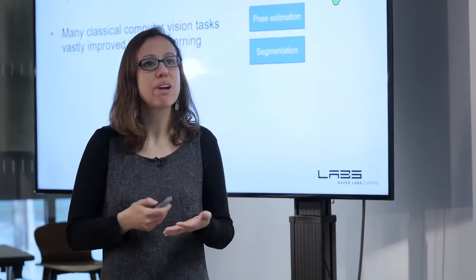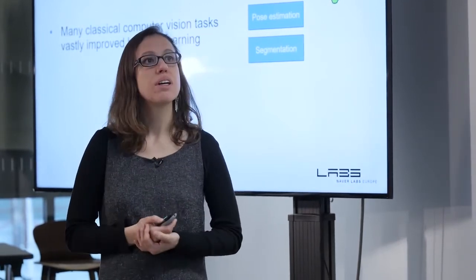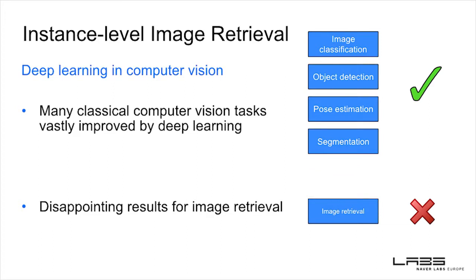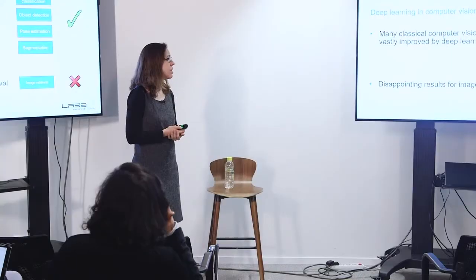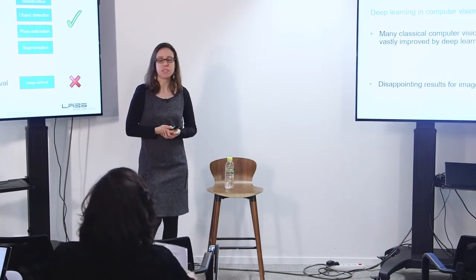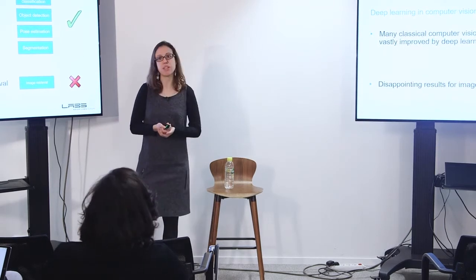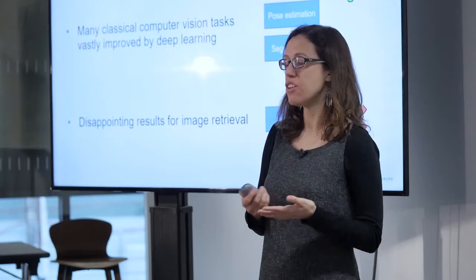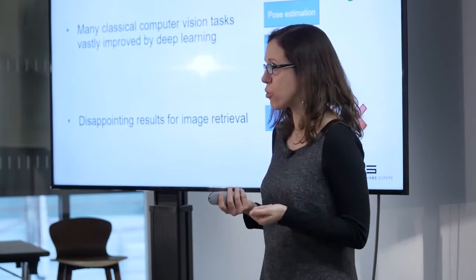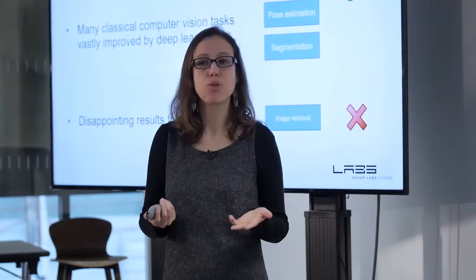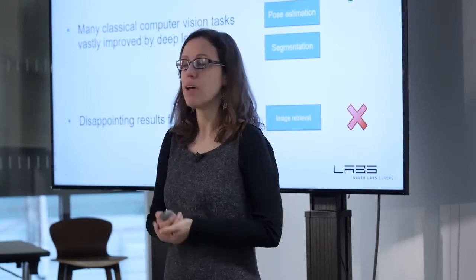Many tasks got greatly enhanced by using deep learning. So image classification was the first one, and then it was closely followed by object detection, pose estimation, segmentation. So all these tasks were greatly improved with deep learning. But there was one task that we were interested in for which we thought the results were disappointing. For image retrieval, on most of the benchmarks, the best methods were still working on local description, extracting interest points, and doing a geometrical verification on top, which is something that is extremely powerful, but that requires storing a lot of information, and that's also more costly.